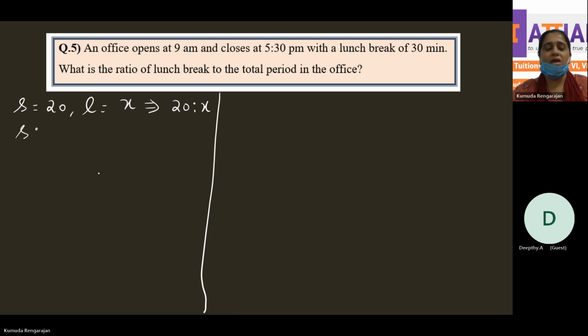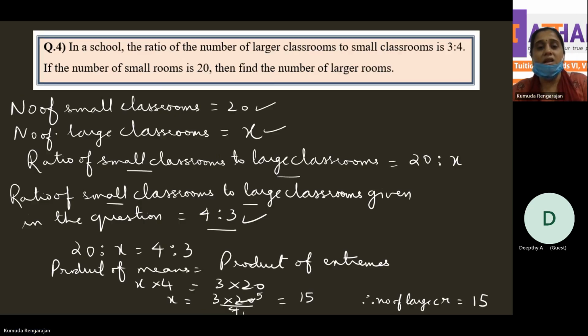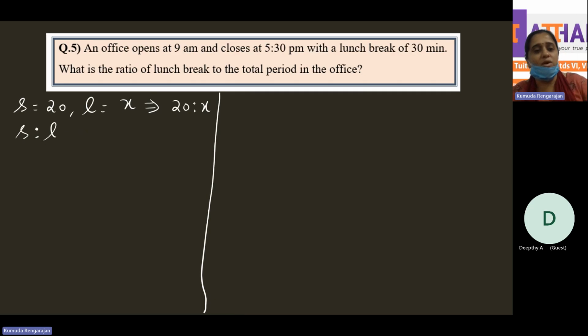20:X. What is the ratio actually given? Large is to small is given as 3:4. So what is small is to large? 4:3. Correct? Now these two are equal. 20:X is equal to 4:3.